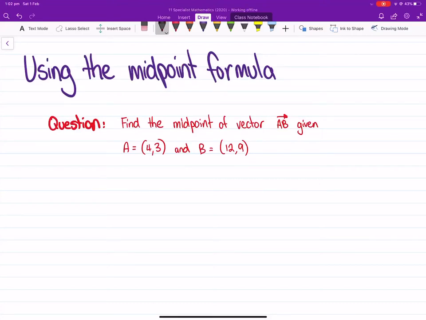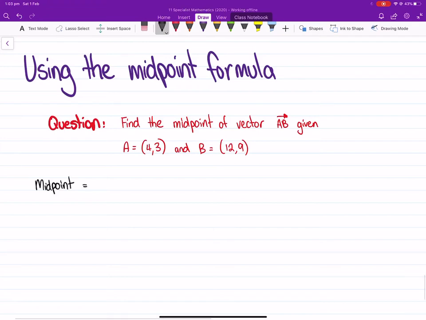So this video is a very quick demonstration of how to use the midpoint formula to find the midpoint of a vector. In this question, we've been given a vector AB, and we've been given the points A and the point B. And so the first thing we want to do when using the midpoint formula is, of course, write down what the midpoint formula is.